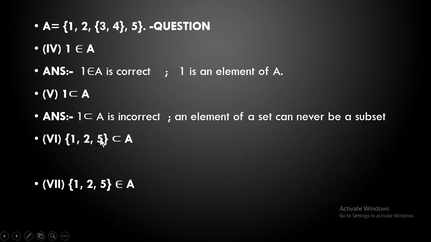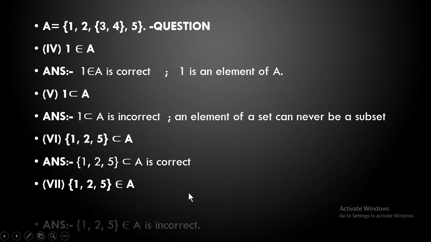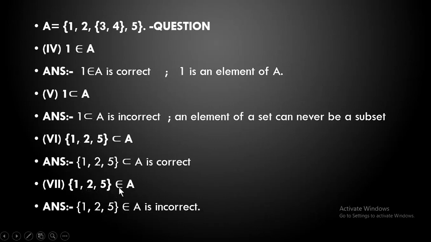If 1, 2 and 5 were written completely differently, if I had written them separately with the belongs to sign without putting them in any set, then it would have been correct. Over here this statement is correct because the elements are written inside a set, and a set can be a subset. Now next one, they are saying 1, 2 and 5 belongs to A. This is again incorrect because whenever the belongs to symbol comes, the elements should not be written in a set.